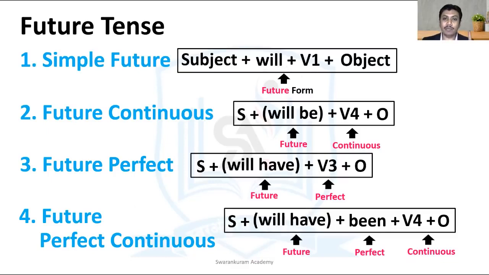Just try to understand. Am, is, are plus V4, present continuous. Was, were plus V4, past continuous. Will be plus V4, future continuous. We combine "to have" with V3 to make perfect structures.